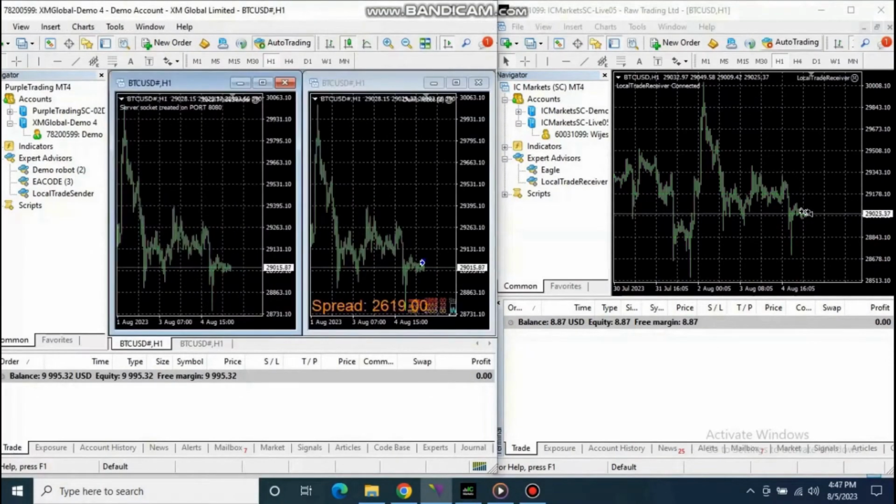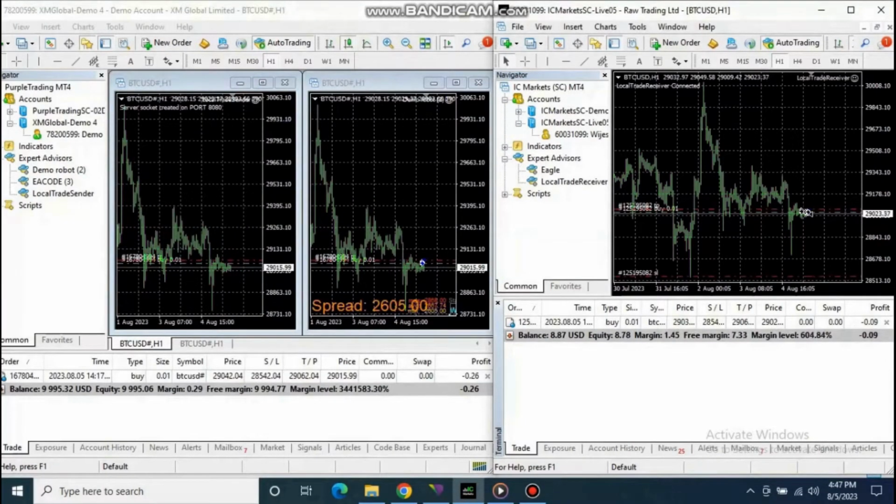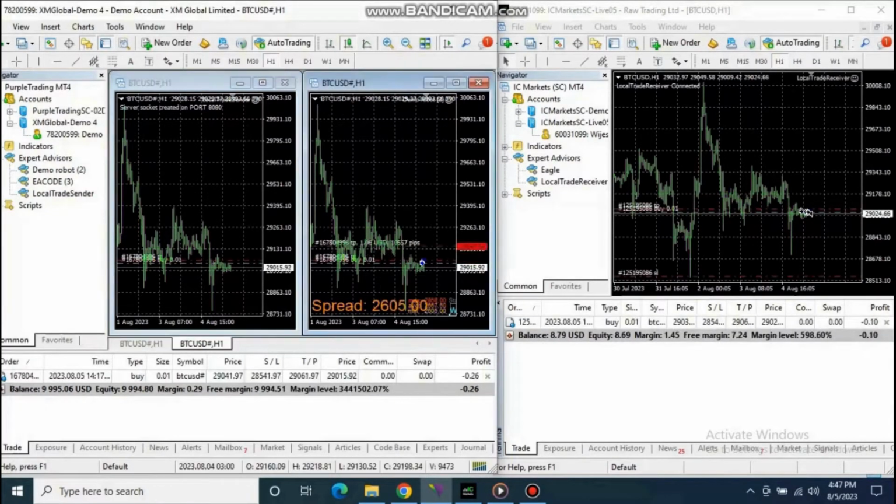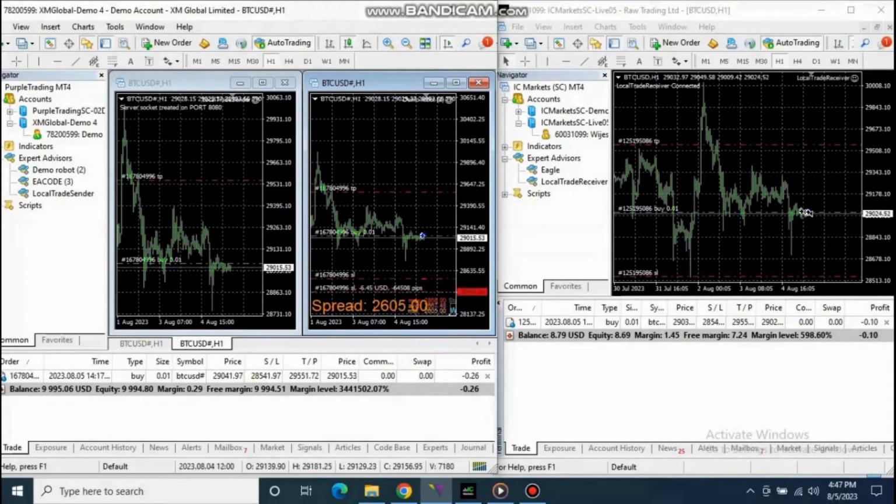Now you can see all the trades opened in the demo account also opened in the real account. If the demo account robot moves the stop loss, the live account also moves the stop loss. If the demo robot deletes trades, the live account also deletes the trades. Now the live account does the same as what the demo robot does. So guys, this is very simple. So guys, I think you all saw how powerful this software is.